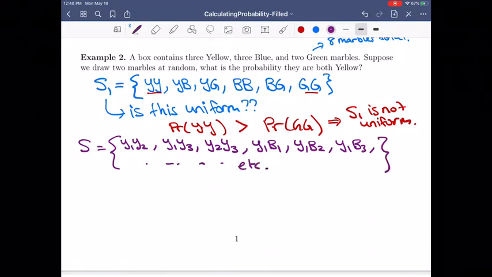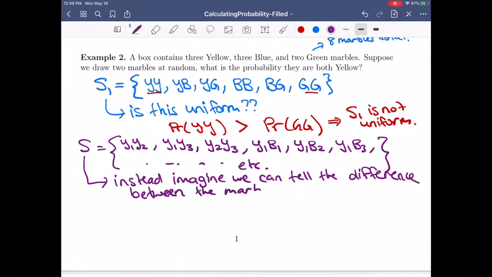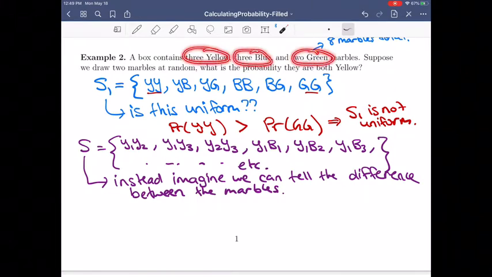So what we're going to do instead is imagine we can tell the difference between the marbles. So that yellow 1, yellow 2 is a different outcome from yellow 2, yellow 3. Now the order I picked them still doesn't matter, so notice that I didn't do yellow 2, yellow 1 because it's already there with yellow 1, yellow 2. We're just getting a selection of marbles, so the order doesn't matter. All I'm doing is supposing that you can tell the difference between the colored marbles. So imagine that they're numbered or something.